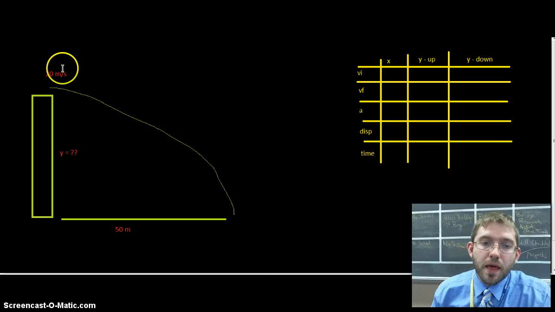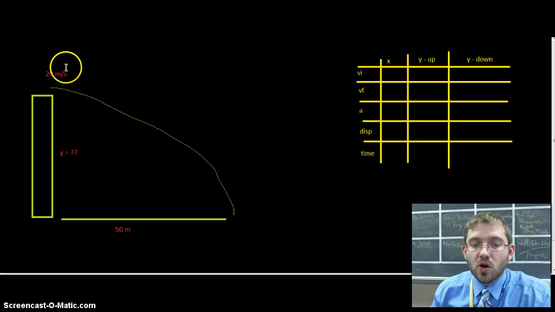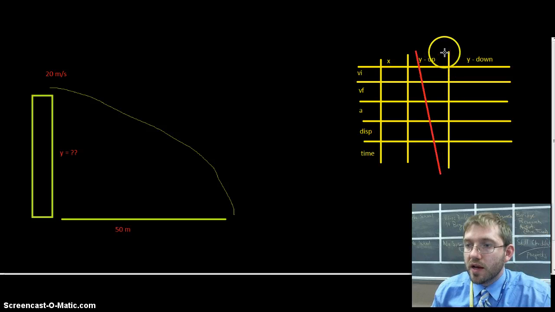Let's look at another one. This problem right here, same idea. However, you notice there is no y up. It only goes horizontally out and down. So what I'm going to do right now is put a huge red X through this column. There is no y up.